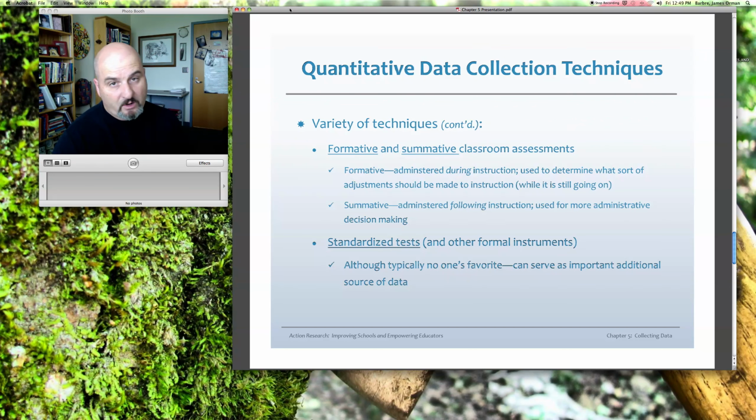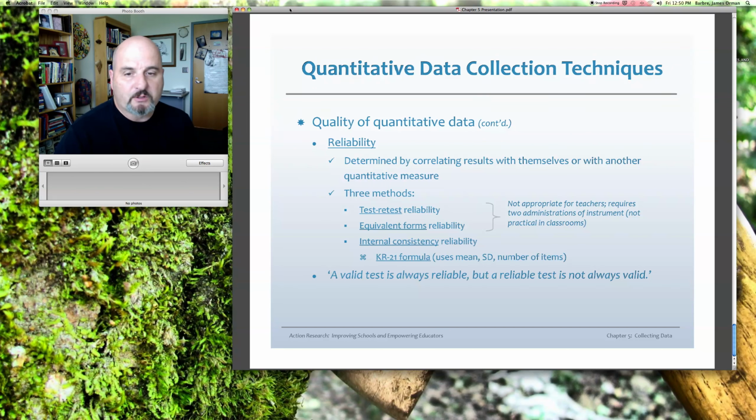Okay. Validity and reliability. It's kind of the same with qualitative approaches. Make sure that when you are collecting data, it gives you the kind of information that is relevant for your specific research needs. Okay, reliability, determined by correlating results with themselves or with another quantitative measure, meaning how reliably do they perform? If you're using a particular kind of test, standardized tests are this way, you want to be able to say that it consistently measures this particular skill each time.